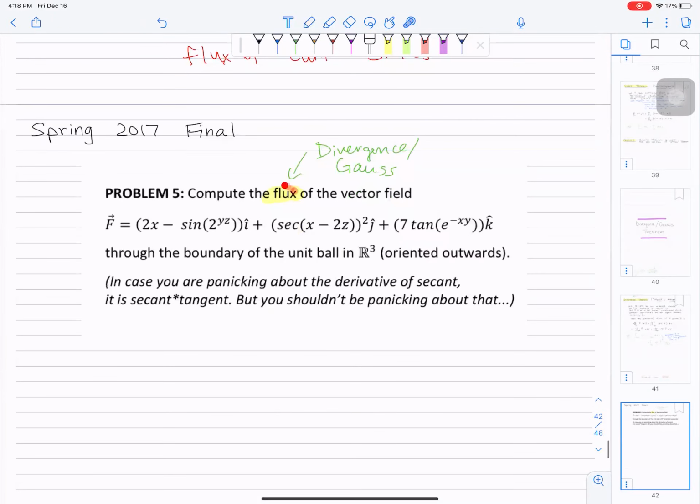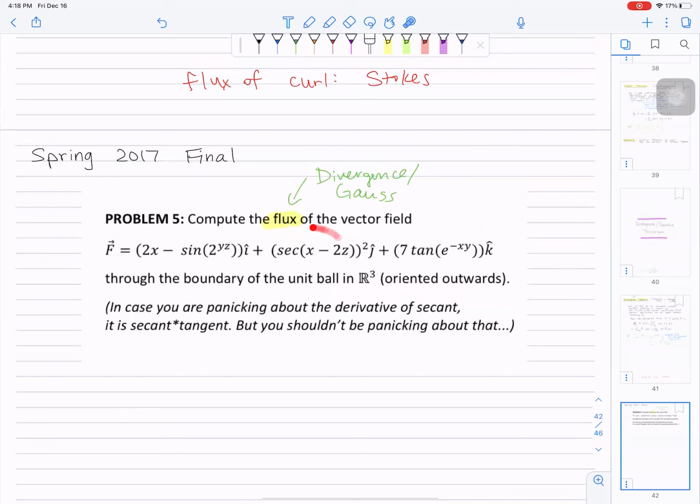Okay, so this question is saying find the flux of this vector field through the boundary of the unit ball. And they say if you're panicking about the derivative of secant tangent, you shouldn't be panicking about that. The reason is because maybe you tried to use Stokes' theorem. Stokes' theorem would require you to do the derivatives when you're finding the curl. And so that would be a lot of work. So they're saying, don't use Stokes' theorem. That's not the correct way. You should be using Gauss's theorem.